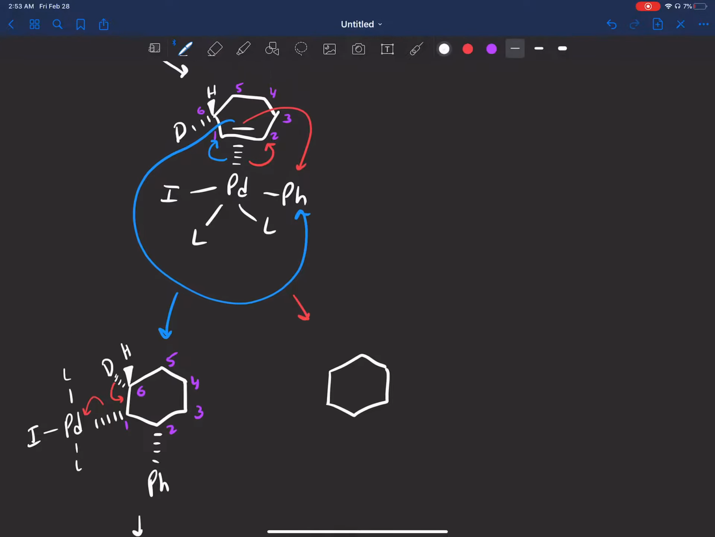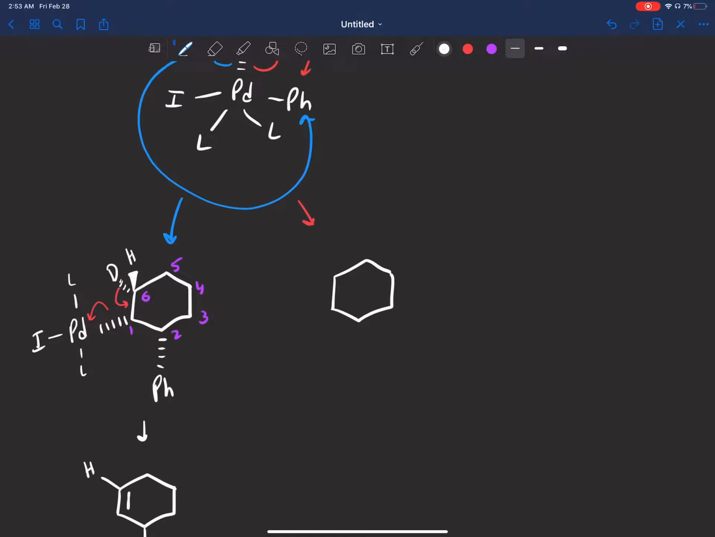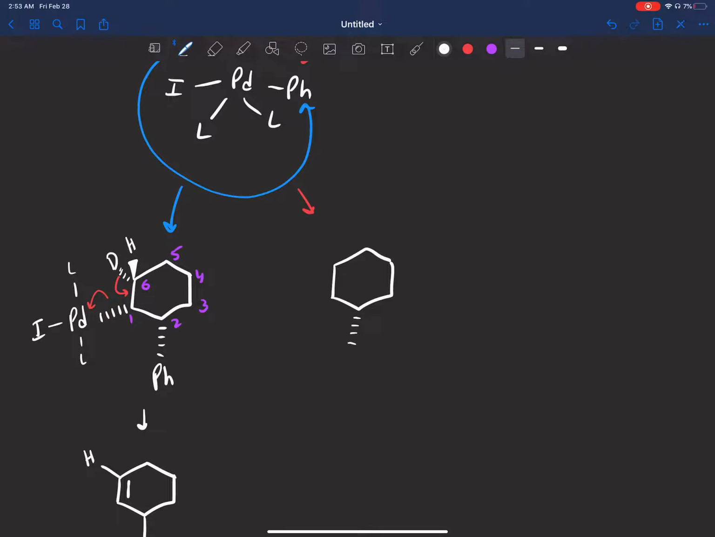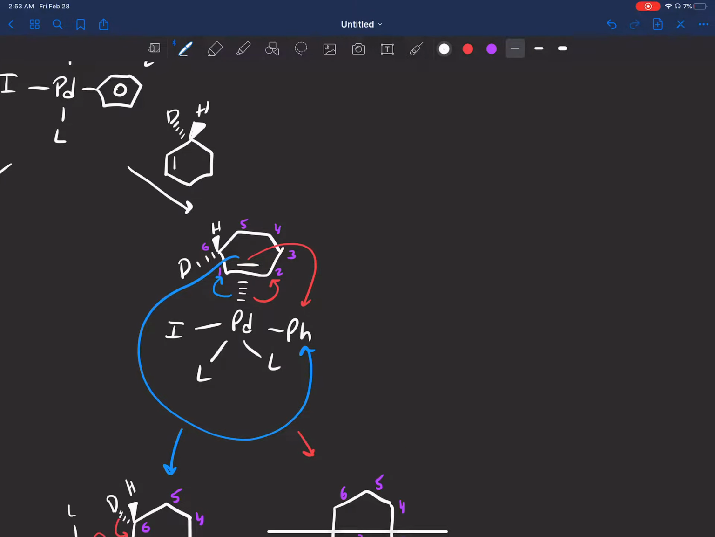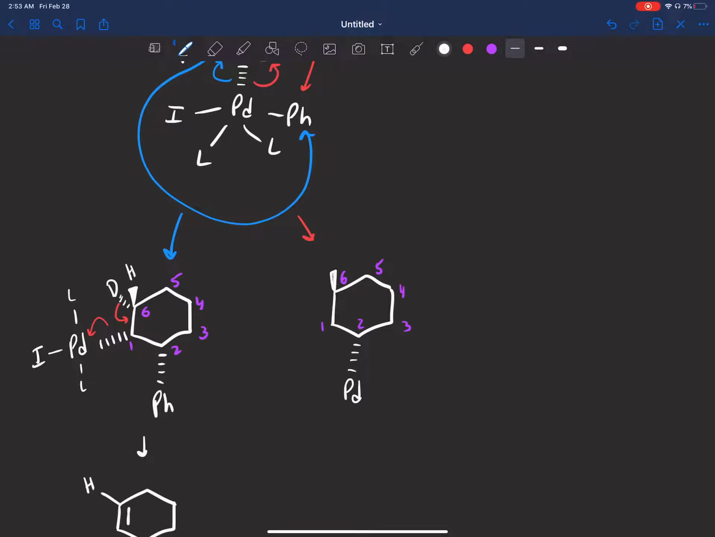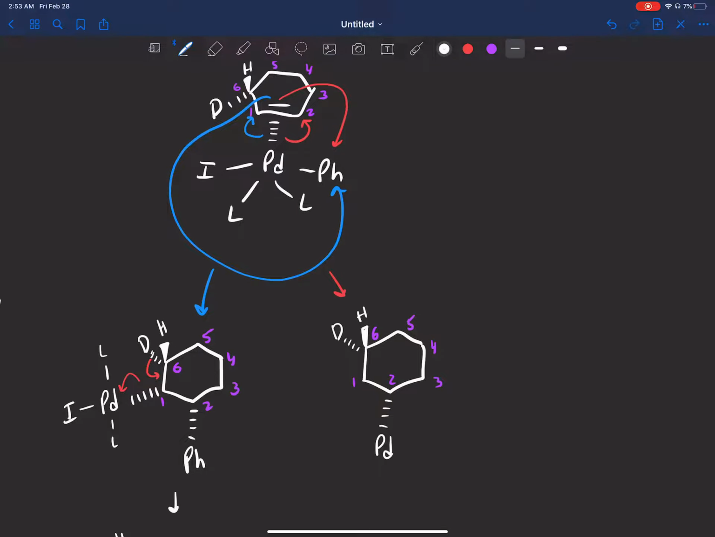Oh, sorry about that. So in this case, my palladium is binding to carbon 2. All right, so palladium, that's going to be carbon 2. This is 1, 3, 4, 5, 6. Carbon 6, right? That's the one that had my wedged hydrogen and dashed deuterium. Carbon 1, because it was part of the double bond, and carbon 2 has the palladium, we put the phenyl group on carbon 1.